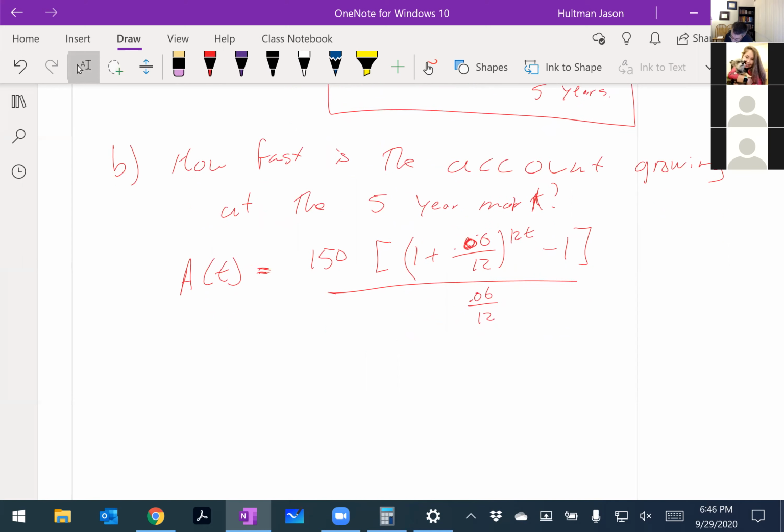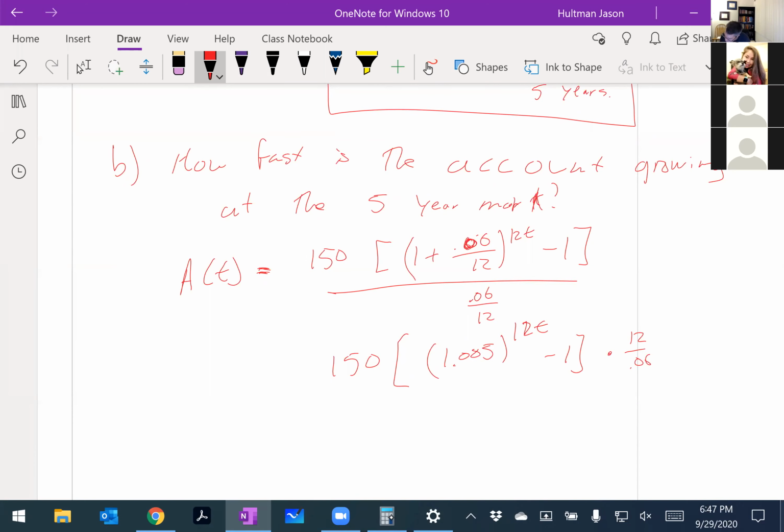Okay, but now that I have this in this form, I might clean this up a little bit more. I might go 150 times 1.005 to the 12t minus 1. And then I'm going to go times 12 over 0.06. And what is 12 divided by 0.06? 12 divided by 0.06 is 200. So this thing becomes 200.